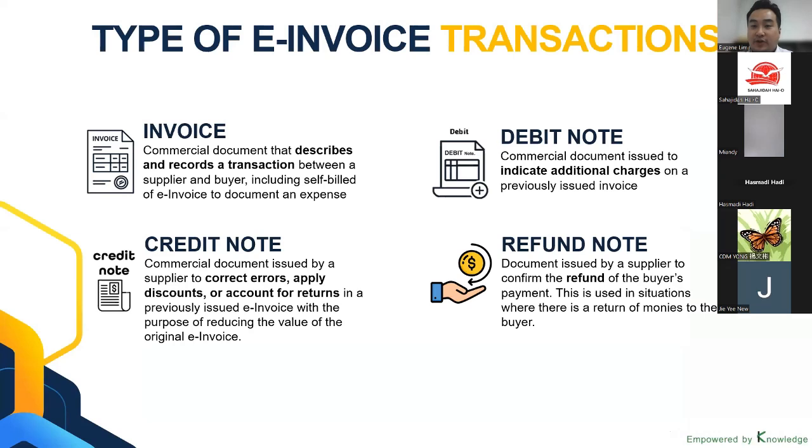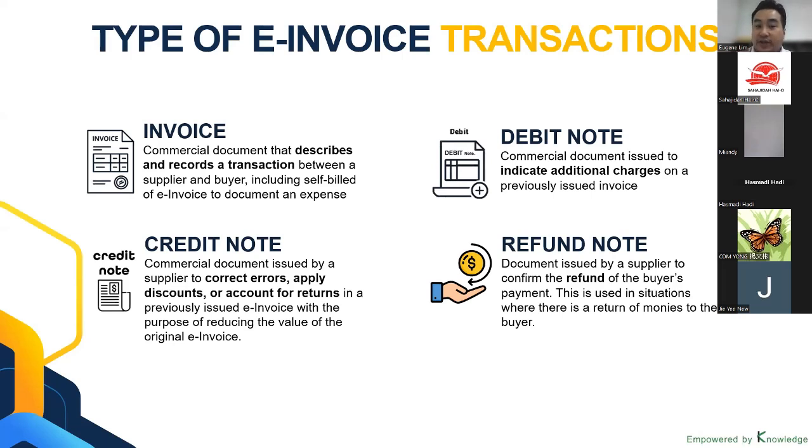Second is the debit note. A debit note is used to increase or indicate additional charges on a previous invoice issued. This document is very important, you need to remember. Before the e-invoice new era, a lot of companies were practicing using debit notes to collect payments. But after e-invoice implementation, that can no longer be practiced, because the debit note will be used to indicate additional charges on the invoice. That is what we call the debit note.